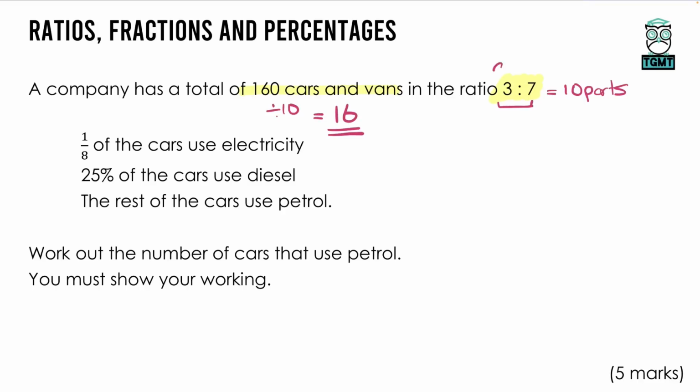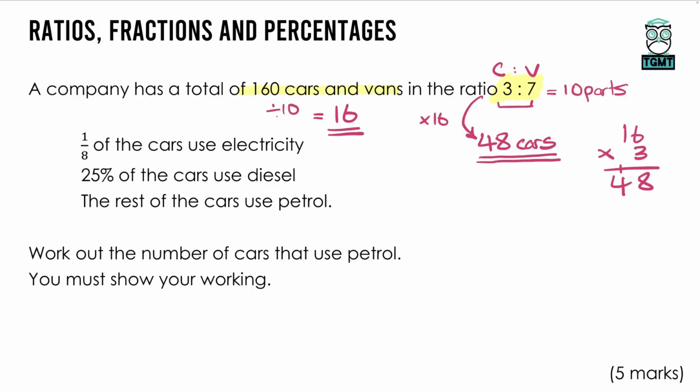If we label this up as cars and vans, to work out how many cars there are, we're just going to times both of these by 16. So 3 times 16, taking our time to work this out as well, 3 times 6 is 18, 3 times 1 is 3, plus the 1 is 4. There are 48 cars. We don't necessarily need to know the vans for this question because it now starts asking us about the cars. But let's just keep that really clearly labelled that there are 48 cars. Now it says 1/8 of those cars use electricity.